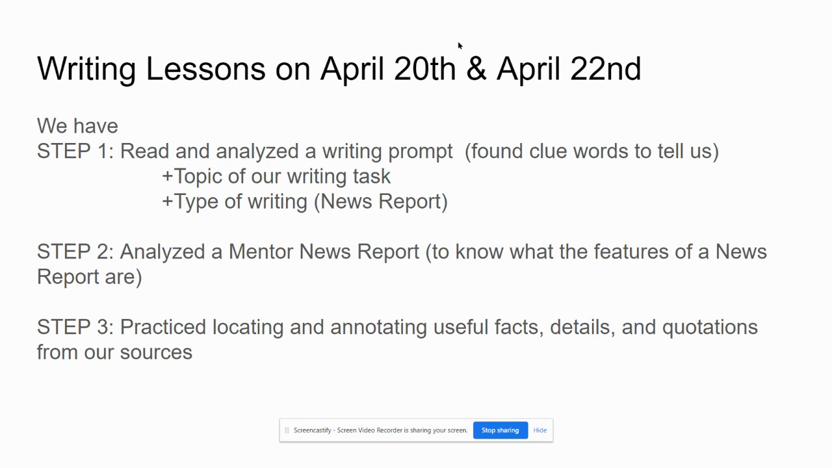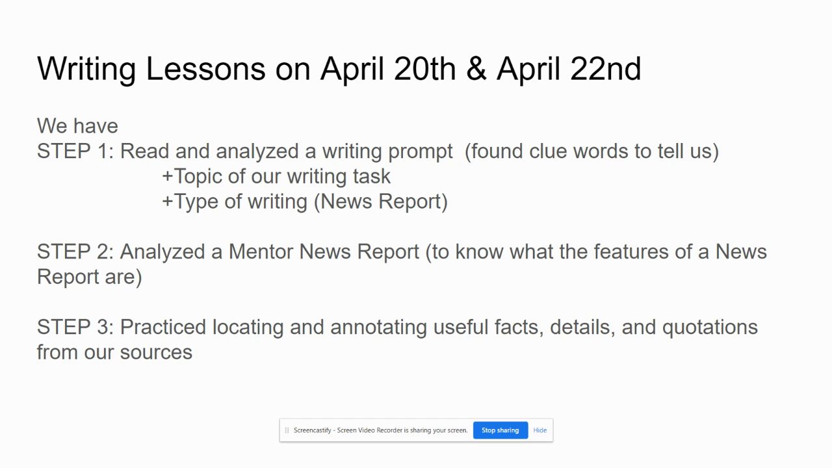So, starting on, I believe this is slide 3, this is just a recap of what we've done this week so far to catch you up for our next step. Step 1, we read and analyzed a writing prompt, and we found clue words to tell us what our topic is. It was the history of Route 66 and how Dust Bowl refugees used the route. And those clue words also told us the type of writing. It wasn't an essay, it's not a letter, it's not a journal entry. It told us to write a news report.